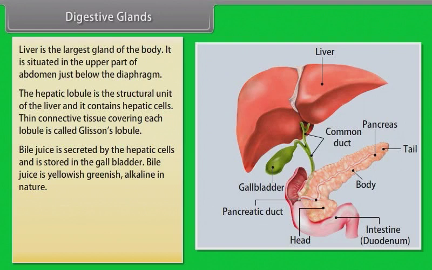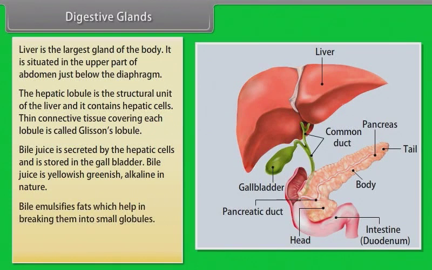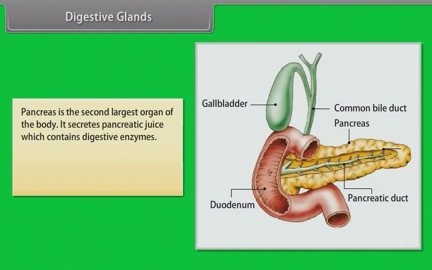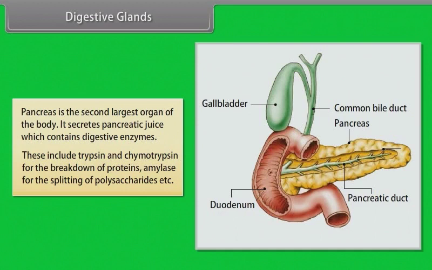Bile juice is yellowish-greenish and alkaline in nature. Bile emulsifies fats, which helps in breaking them into small globules. The duct of the gallbladder and the hepatic duct form the common bile duct. Pancreas is the second largest gland of the body. It secretes pancreatic juice, which contains digestive enzymes. These include trypsin and chymotrypsin for the breakdown of protein, amylase for the splitting of polysaccharides, etc.